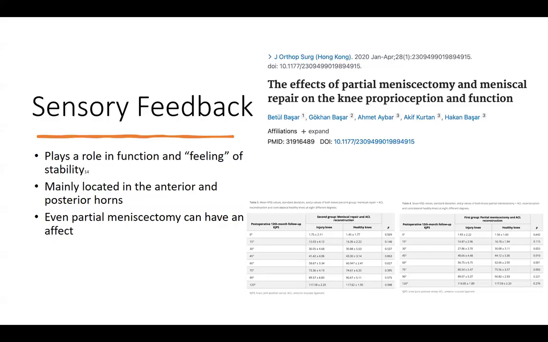To move on to sensory feedback, mechanoreceptors transduce mechanical information and convert it into electrical signals. There are fast and slower acting receptors present in the meniscus, mainly in the anterior and posterior horns. The former consists of Pacinian corpuscles, which mediate information related to joint motion, while the latter comprises Ruffini endings and Golgi tendon organs, which mainly orient position.